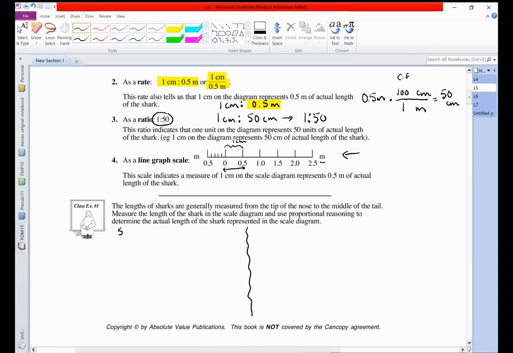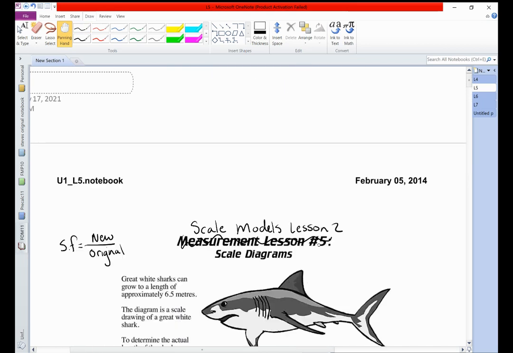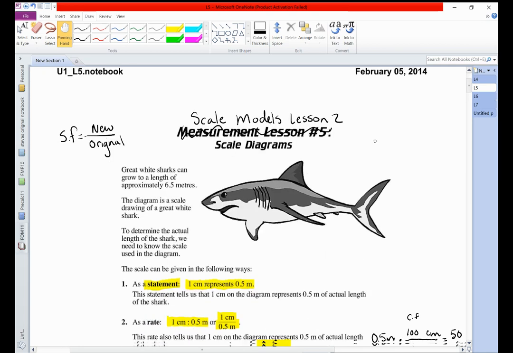One's going to be using the scale factor equation, and one is going to be using proportional reasoning. My spelling is not good. Reasoning. So if we head back up, if my computer will let me go back up, there we go.